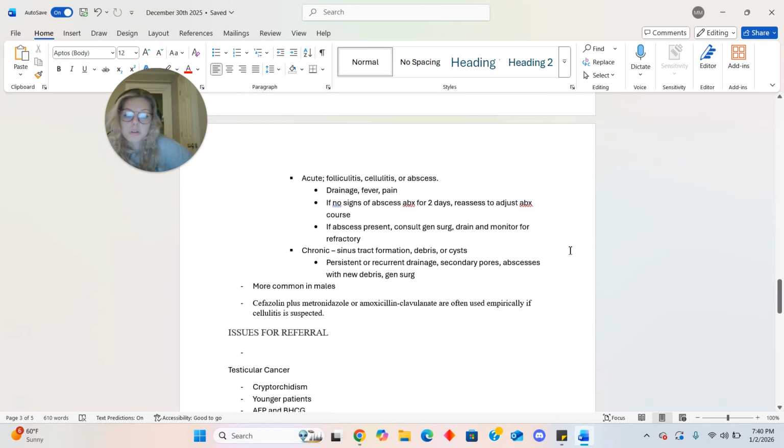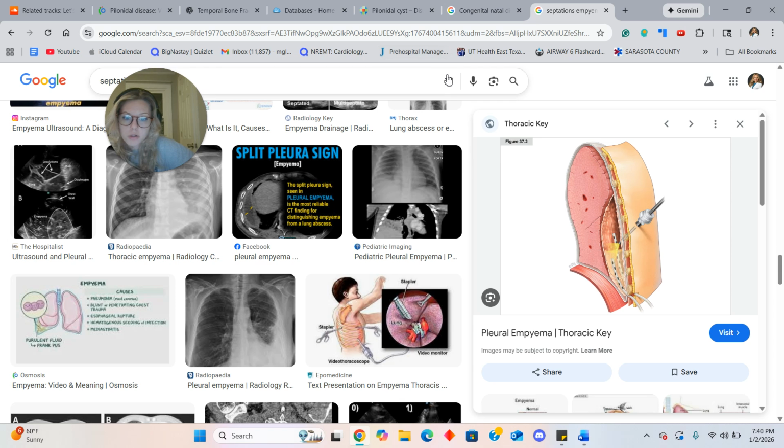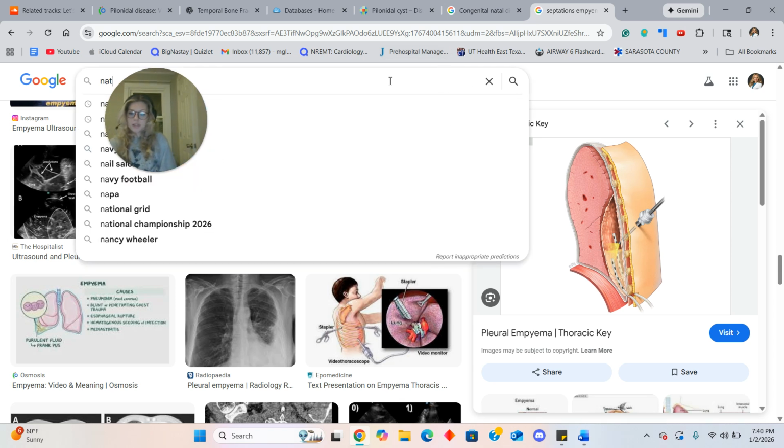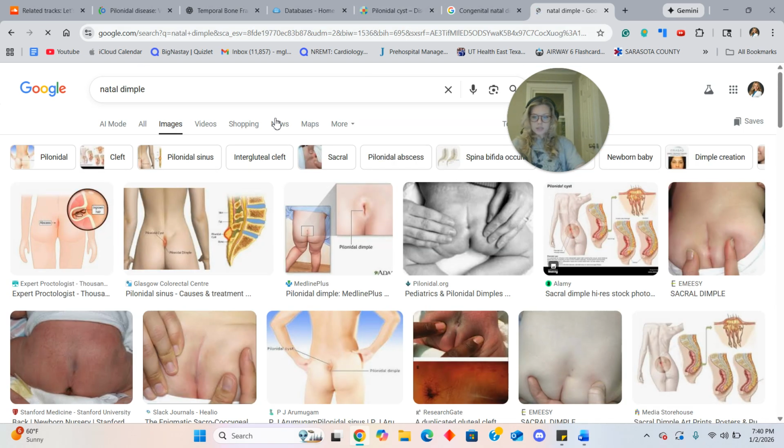Okay, pilonidal disease. Basically how our butt crack forms. It has to do with how our butt crack forms. And I need you to see this picture because we did not learn about embryology, but natal dimple. I think that's what it's called.